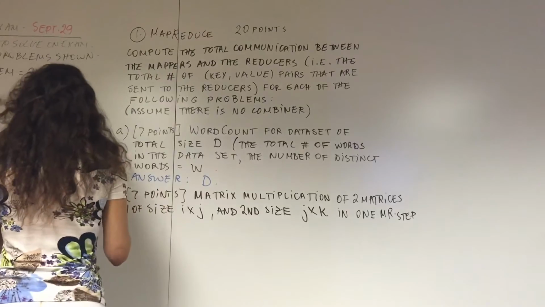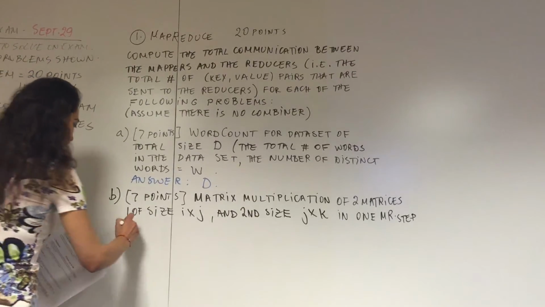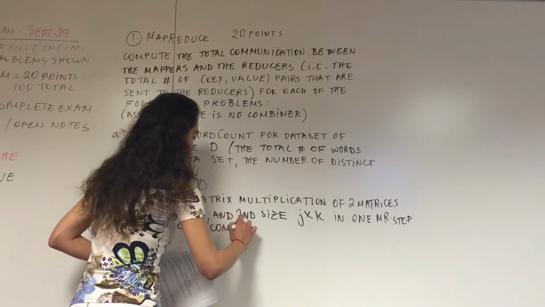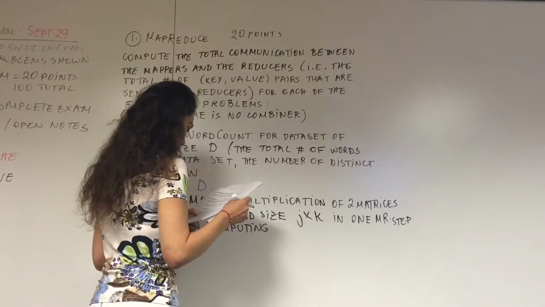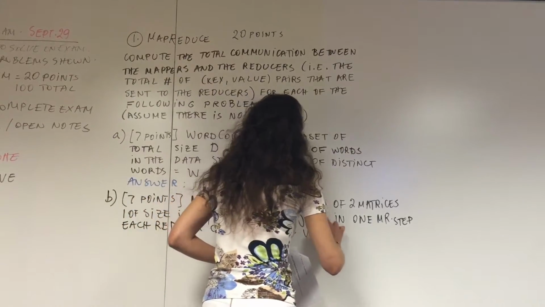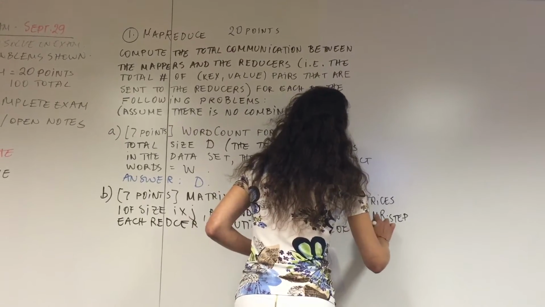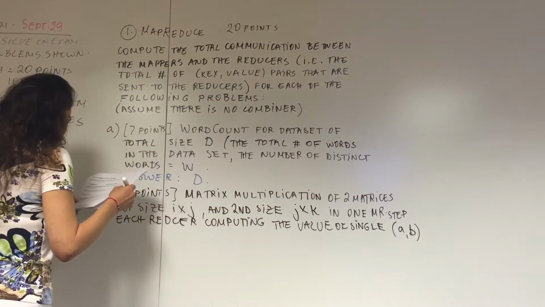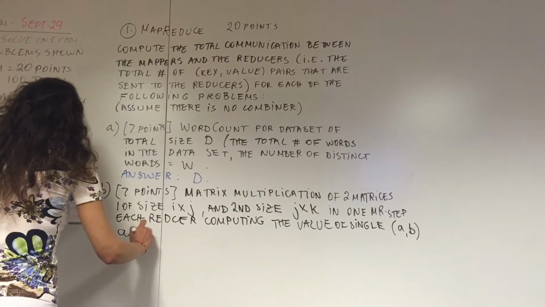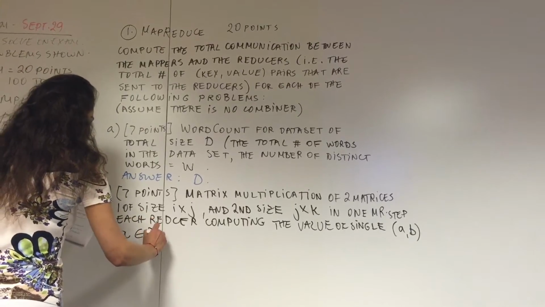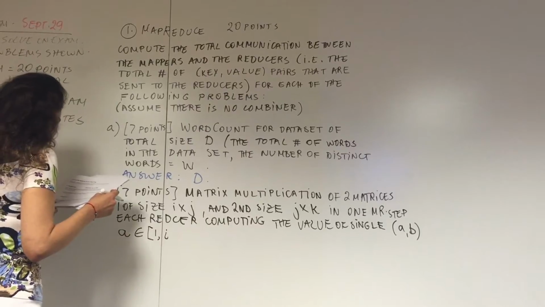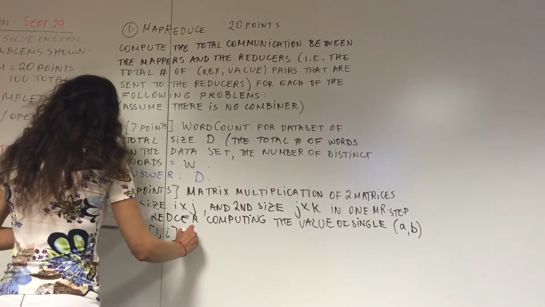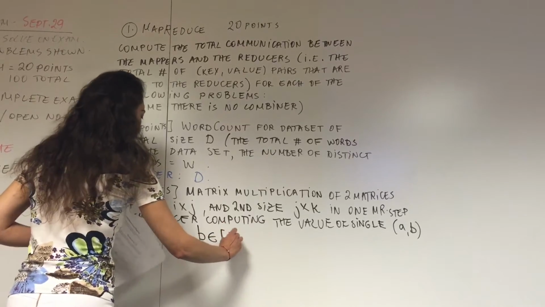Each reducer computes the value of a single pair AB, where A is the first element in the first matrix, and B is the first element in the second matrix.